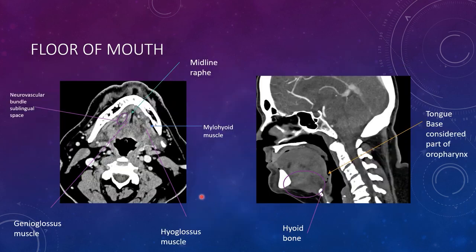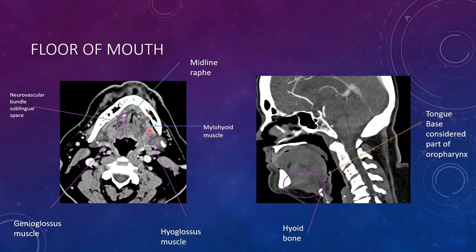The floor of the mouth is made up of a bunch of muscles. The midline raphe is just a fatty line, but it tells you you're at the floor of mouth. Then just lateral to the midline raphe, you have the genioglossus muscle, paired muscles. Here's the sublingual space, which contains the neurovascular bundle. Here is the hyoglossus muscle, which is lateral to the genioglossus muscle, and then the mylohyoid muscle is the outer aspect of the floor of mouth.